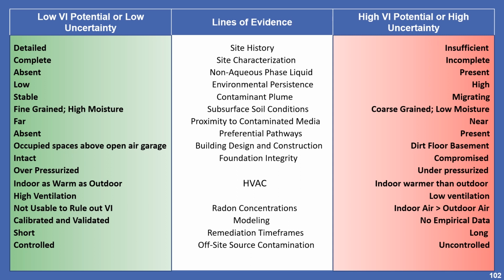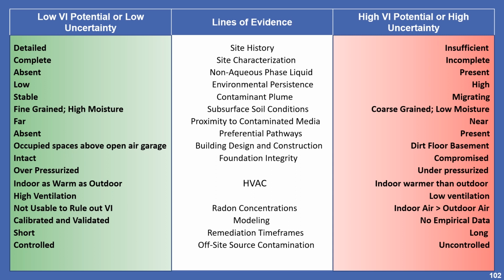Environmental persistence. So chemicals that are not persistent or have low persistence are going to, in general, have lower VI potential, right? Chemicals that are persistent are going to have a greater VI potential. So our classic examples for the right would be chlorinated VFCs, and on the left would be petroleum VFCs. Let's take proximity to contaminated media. So there's going to be higher VI potential if the contaminated media is closer to a building, vertically or laterally, than if it's far away.